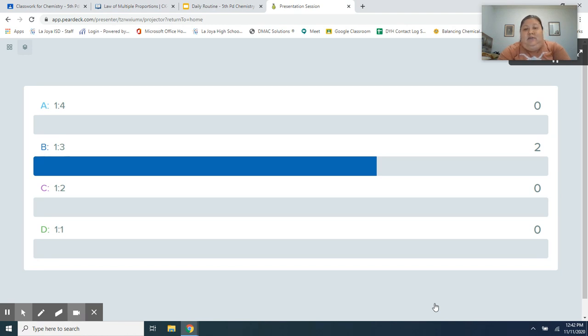Efrain says A, 1 to 4. Irvin, I'm waiting for you. I want to see if you get this one right and you get 100% batting average. Alexia says B. It's 1 to 3. Okay. Anybody else? Irvin, are you going to try and take a stab at it? Irvin says it's A. 1 to 4.